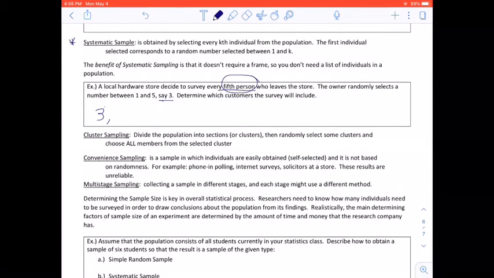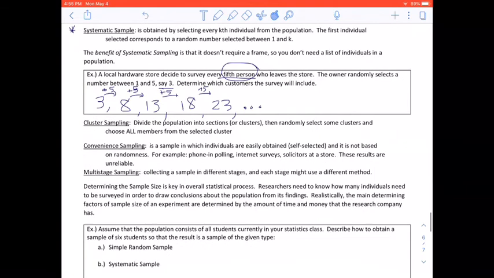So I'm going to add 5 to this value. The next person that we're going to survey is going to be the 8th person that leaves the store. Then the next 5th person would be the 13th person that leaves the store, and then adding 5 again, the 18th person, adding 5 again, the 23rd person that leaves the store. And this process, put some dots in here, continues on until that owner has collected enough data, or until maybe the store closed. Maybe they'll start this up again the next day.